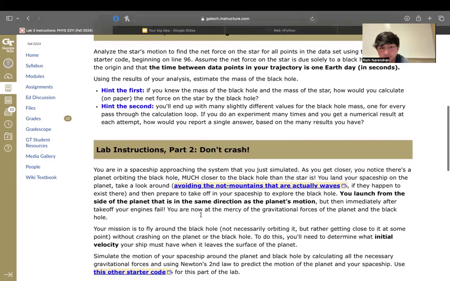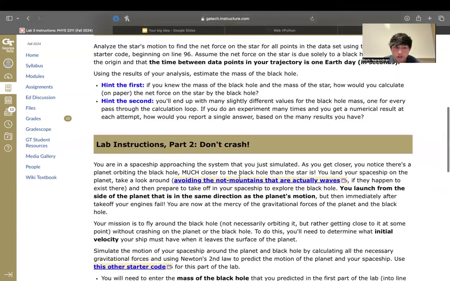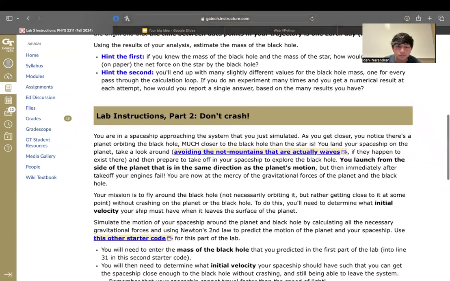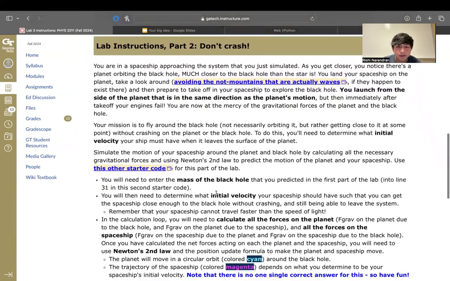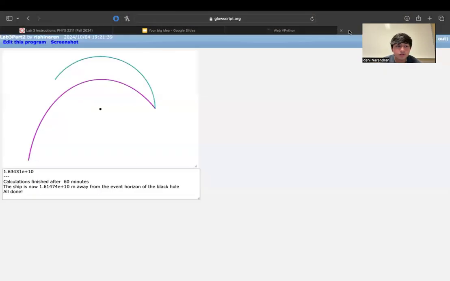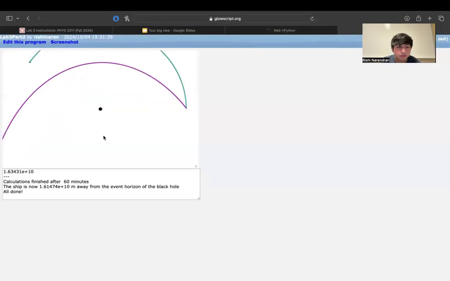Second, with lab instruction part 2, don't crash. This one provided a sample scenario where we're in a spaceship approaching the system that we just simulated, and as we get closer, we notice there's a planet orbiting the black hole, much closer to the black hole than the star is. They also gave us these conditions and asked us to use a GlowScript code, entering the mass, to determine the initial velocity. So we did this in part 2.